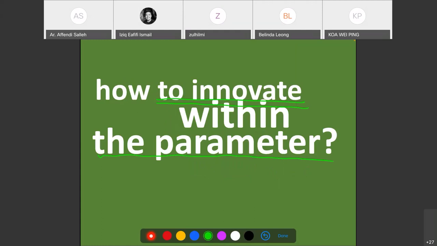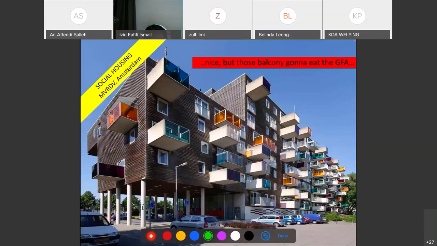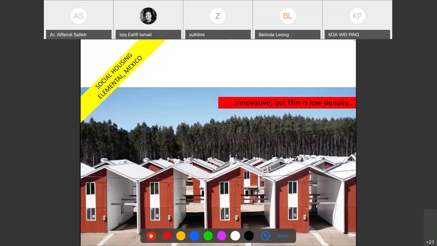Okay. If we look elsewhere, at what others are doing all over the world, I think, yes, we can innovate, but some things got to give. Meaning, when I look at social housing in Amsterdam, done by architects MVRDV, famous architects, this is their social housing. It's way too nice. But man, if I were to do this, this balcony is going to eat up the floor area. Right? So something's got to give.